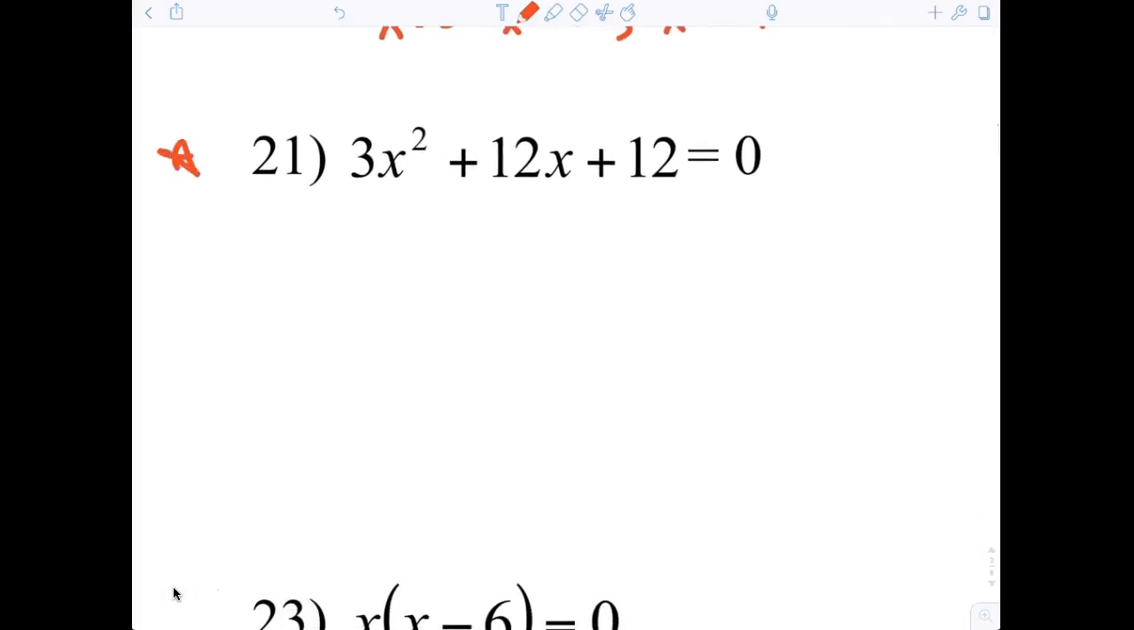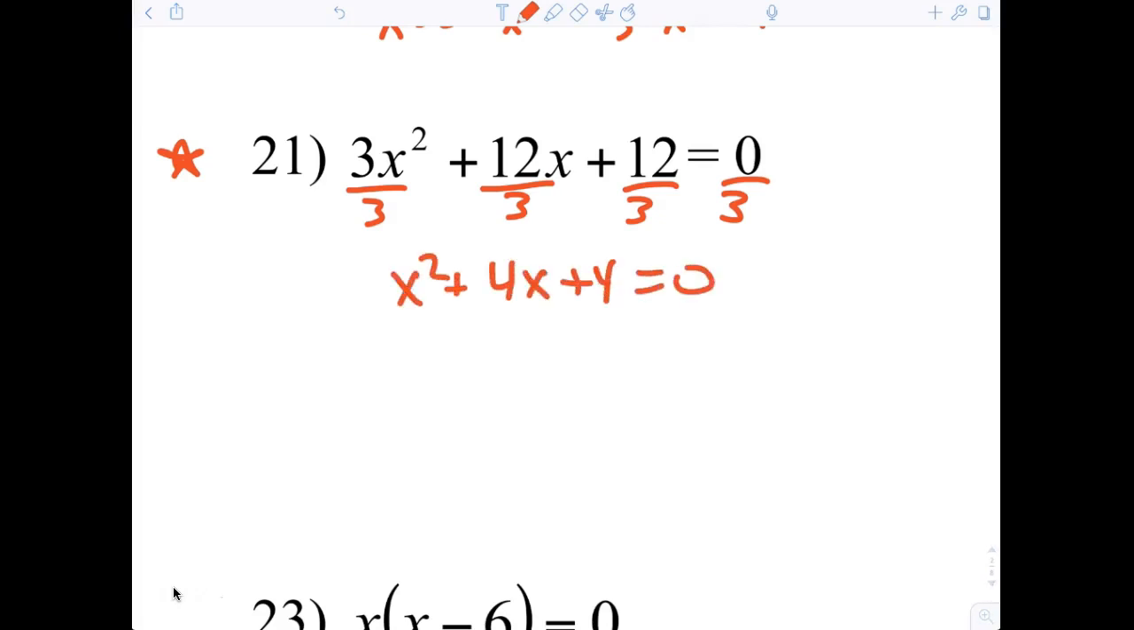Everybody look at 21 for a quick second. Put a star there. You can factor out a 3, but because you're not factoring out a variable, you can divide the 3 out. Divide by 3, divide by 3, divide by 3, divide by 3. X squared plus 4x plus 4 equals 0. Very good. That's it.